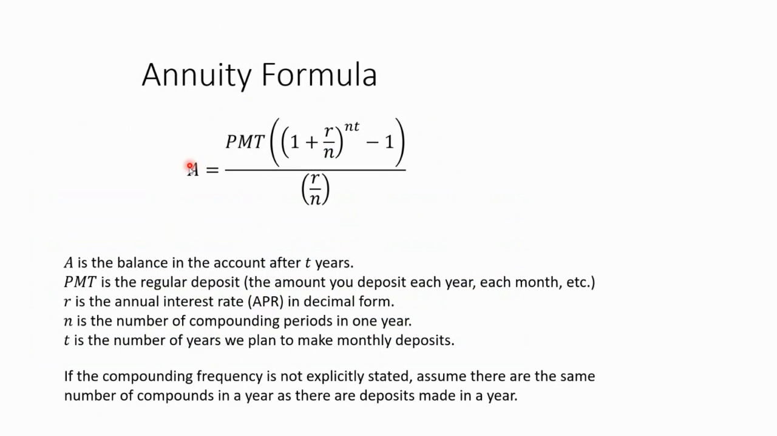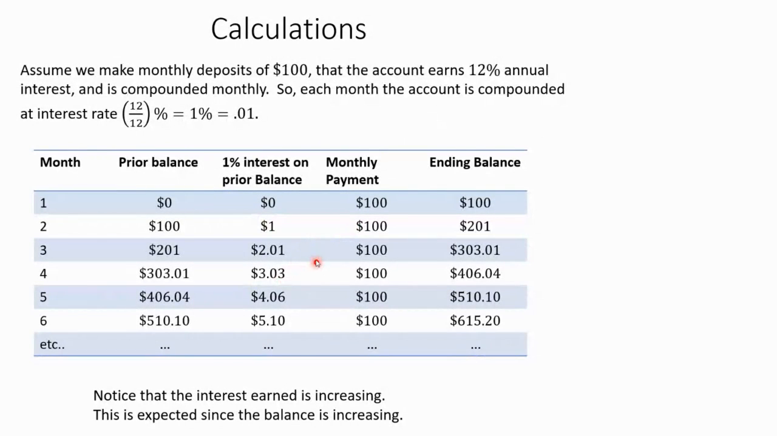So A here, this capital A, this is the balance, how much is in the account after T years. That's how much is in here after T years. That PMT here, that's the regular deposit. How much you're putting in each year, each month. So in this example, PMT would have been $100.